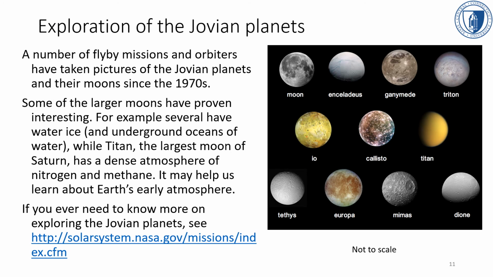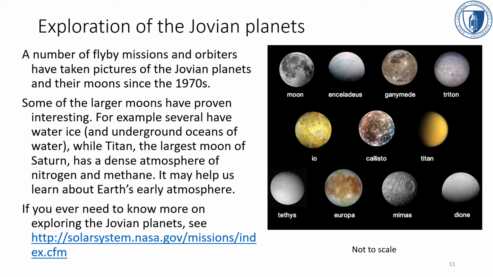Now, we've sent flybys to the outer planets, we have orbiters around the outer planets, and we found something really cool. Because these planets are very big, they can have very big moons. And some of these moons are not only larger than our moon, but some are as large as the planet Mercury or larger, which means that some of them have enough gravity to actually hold atmospheres.